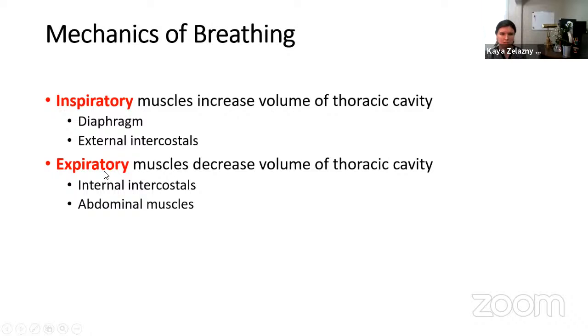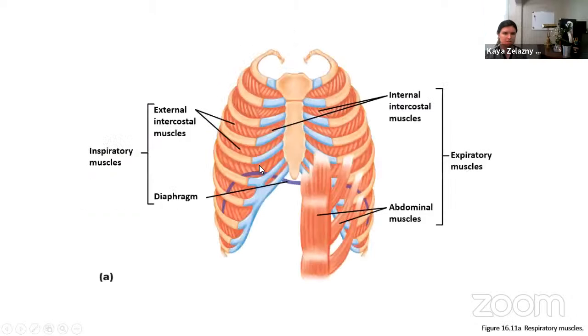You can do this in forceful breathing, but usually expiration just happens when your diaphragm relaxes and goes back to its dome shape, and the external intercostals relax, so the ribs go back to their original position.